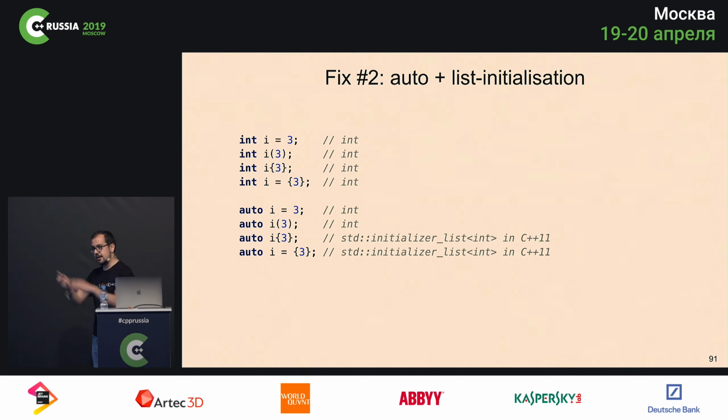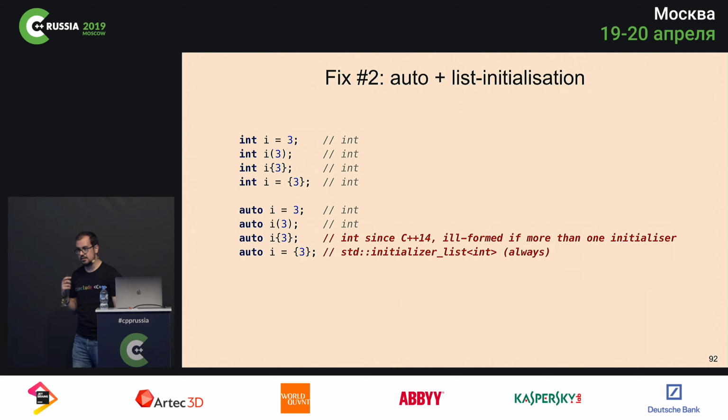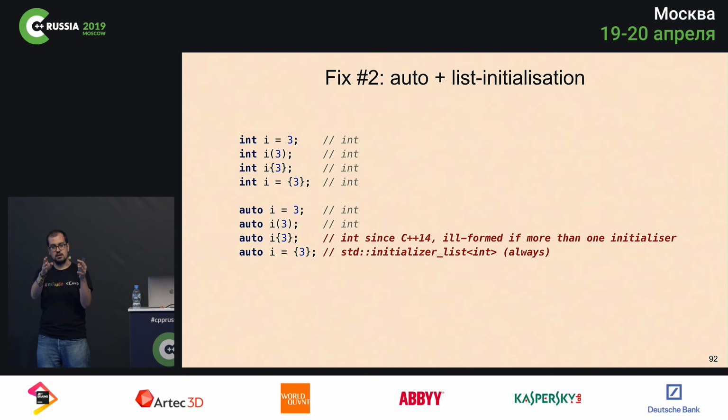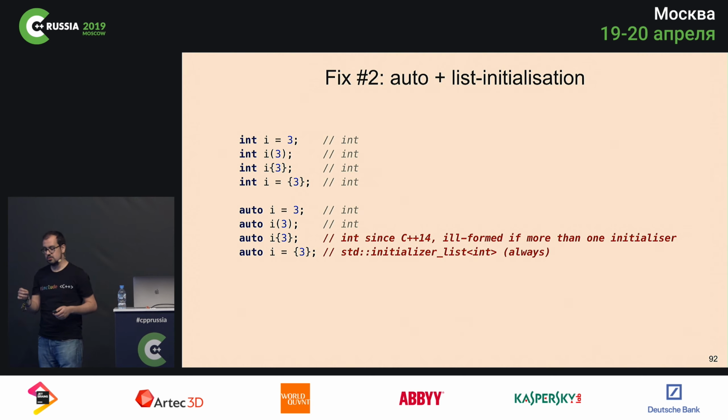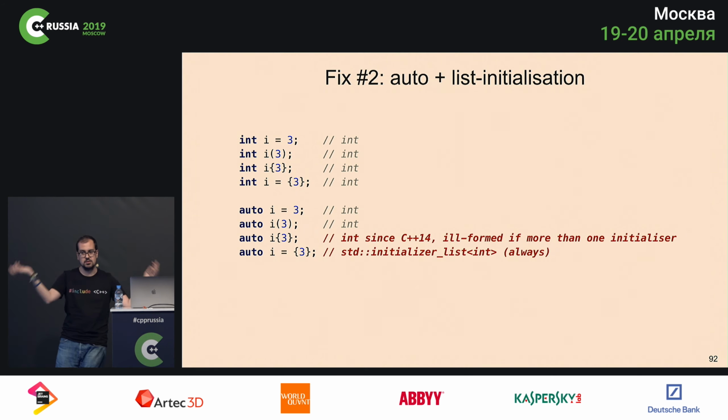So auto i{3} was an initializer list in C++11, and in C++14, that is now an int. That's the first of the two red ones. In C++14, if you do auto i with braces and have one value in there, it's going to do the same thing as if you just write auto i and initialize it normally without the braces. And if you have more than one element in the braces, it's not going to compile. So the auto i{3} will always be an int, and auto i = {3} will always be an initializer list.